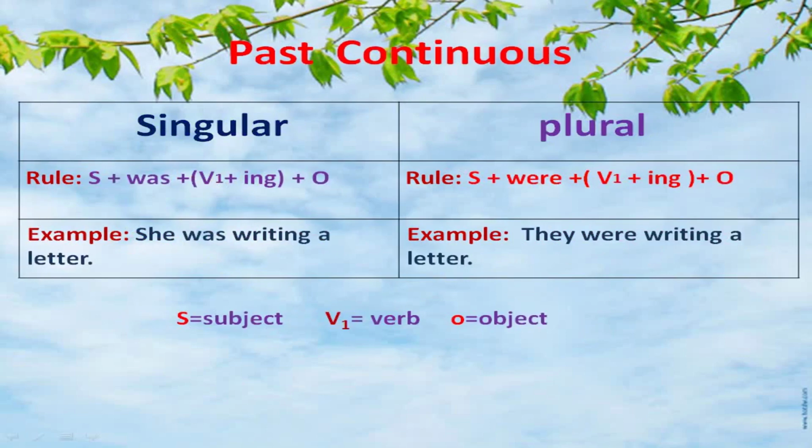Now we are going to understand past continuous tense. Singular rule is subject plus was plus V1 plus ing plus object. Example, she was writing a letter. Here was shows singular form. Same as in plural form, rule is subject plus were plus V1 plus ing plus object. Example, they were writing a letter. She was writing a letter. They were writing a letter. It is singular form, it's a plural form.